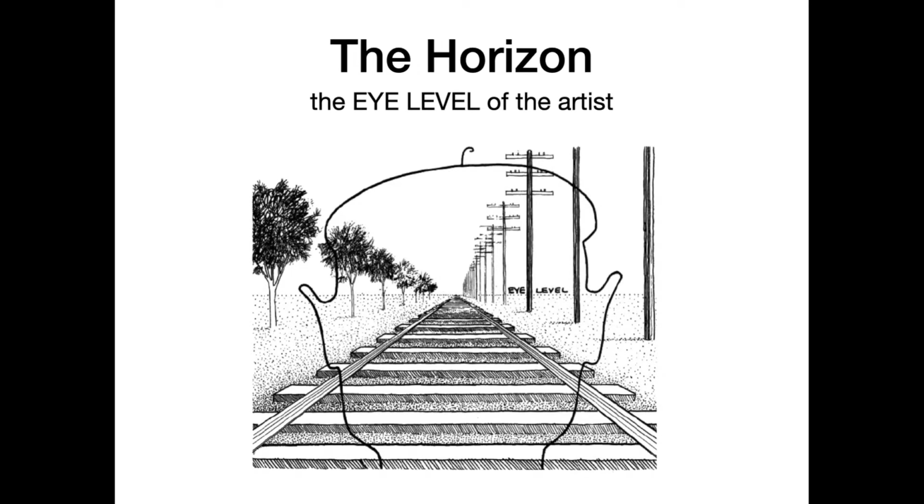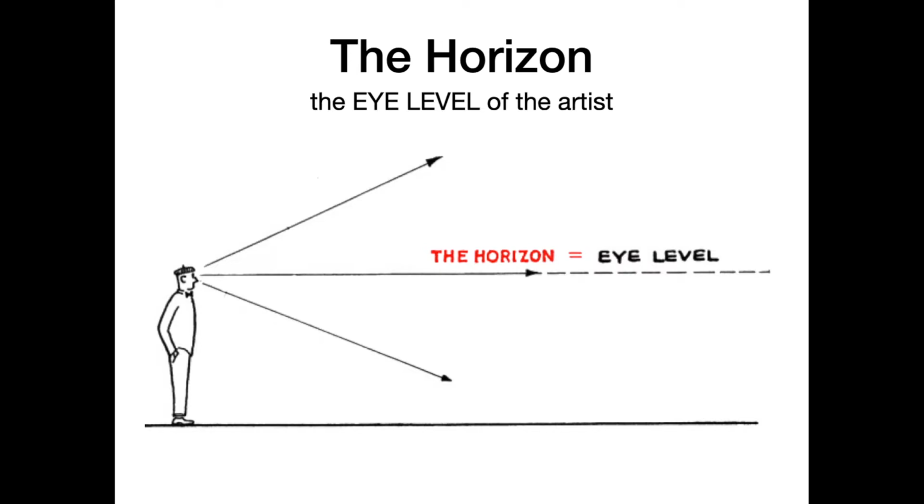What this all means ultimately is that the horizon is the eye level of the artist. These are two words I may use interchangeably because the horizon will always appear to be at eye level. If you are looking straight ahead, up, or down, the horizon will always be at eye level. Doesn't matter where you're looking.